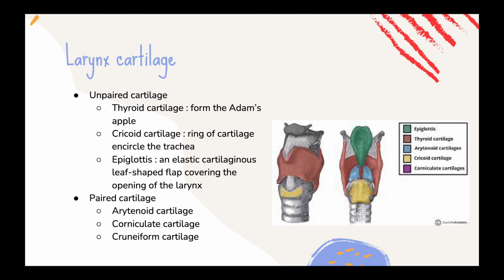And the paired cartilages, there are the arytenoid cartilage, the corniculate cartilage, and the cuneiform cartilage.